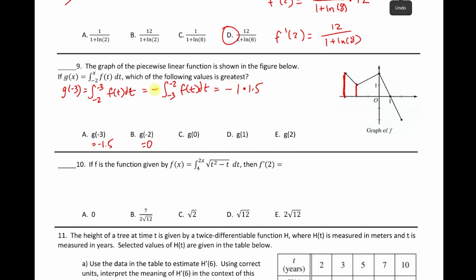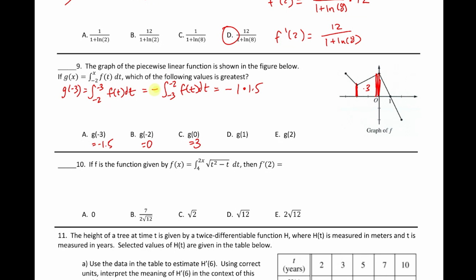If I find g of 0, that's going to be the area under the curve between negative 2, which is here, and 0, which is here. This is another trapezoid. Okay, so that's going to have a base of 2. The average height here is going to be 1.5. So we have 2 times 1.5, which is 3. G of 1, okay, will be the area between, well, let me actually label that since we know what that is now. So we know this is 3 from here to here.